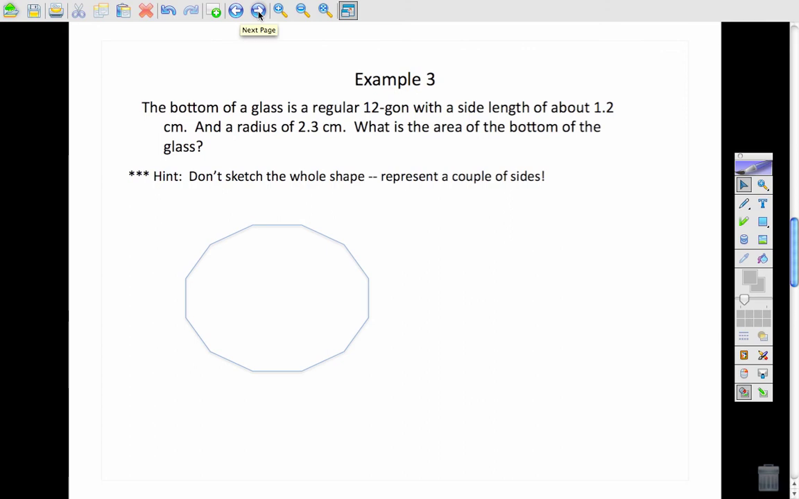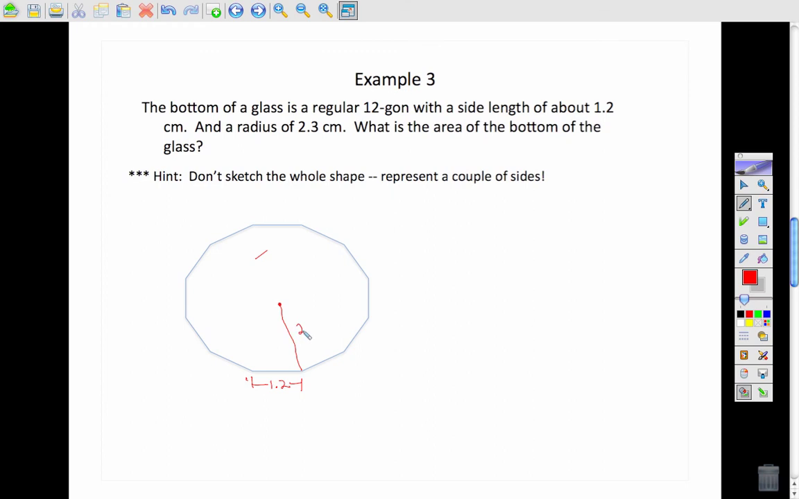Let's look at another example. All right, we have a regular 12-gon with a side length of 1.2 and a radius of 2.3. So we're given a little bit different information this time. So I'm going to go down here and mark my diagram. So I have a side length of 1.2 and I have a radius of 2.3. So obviously we're not drawn to scale here.